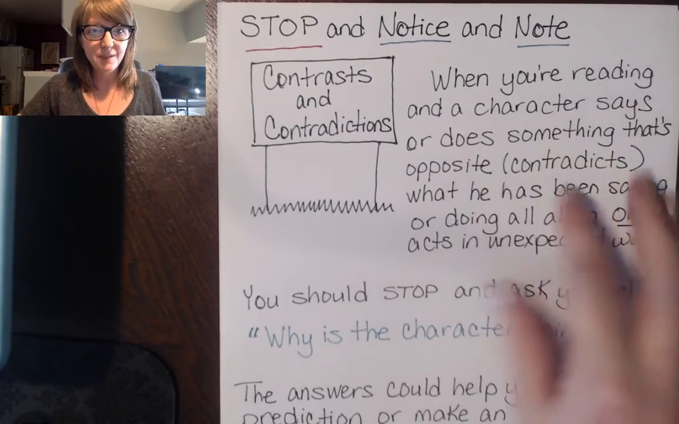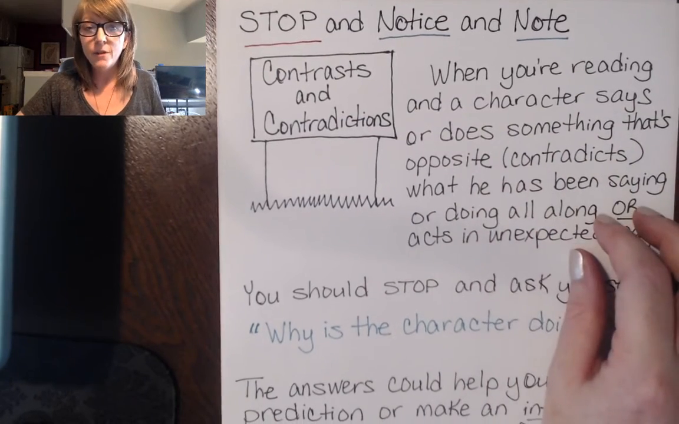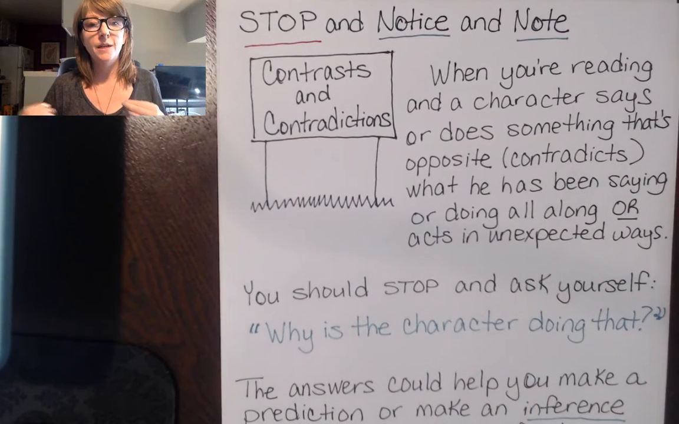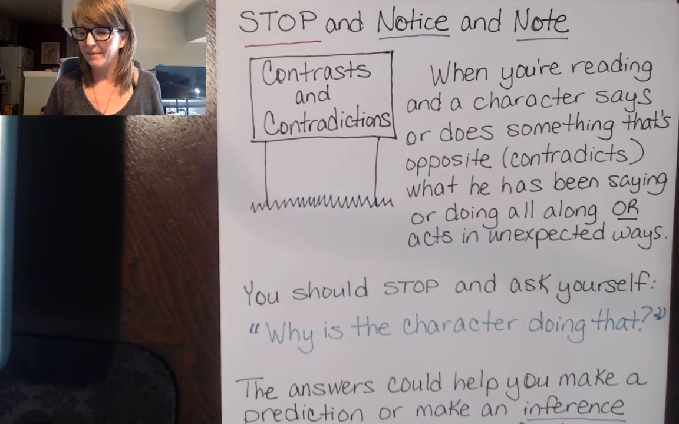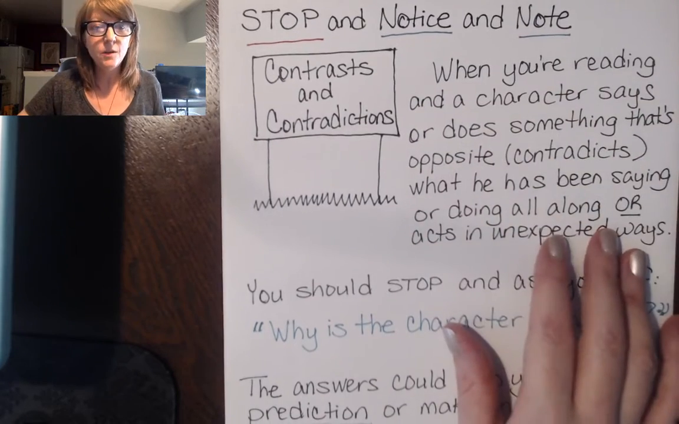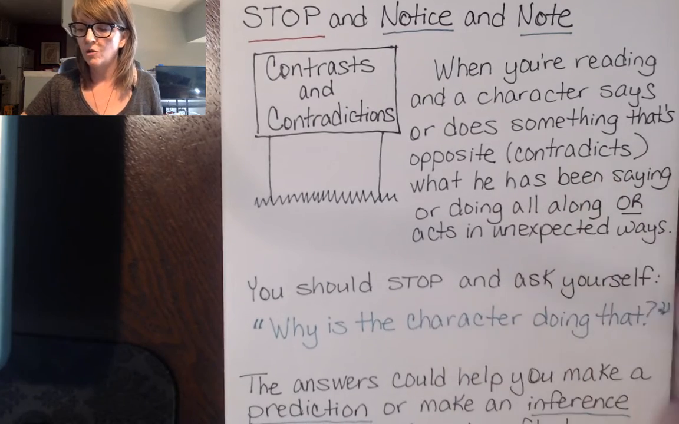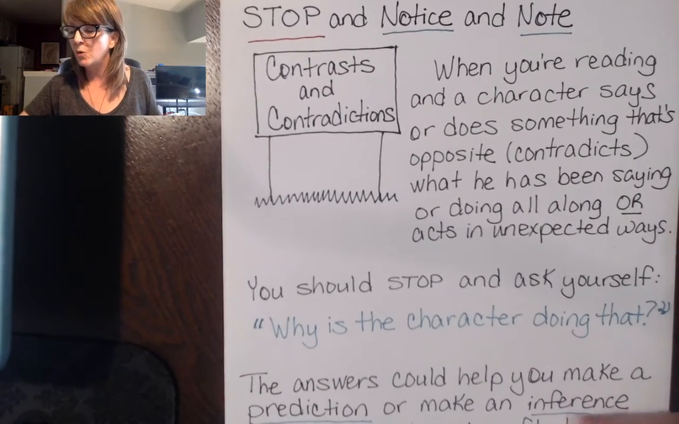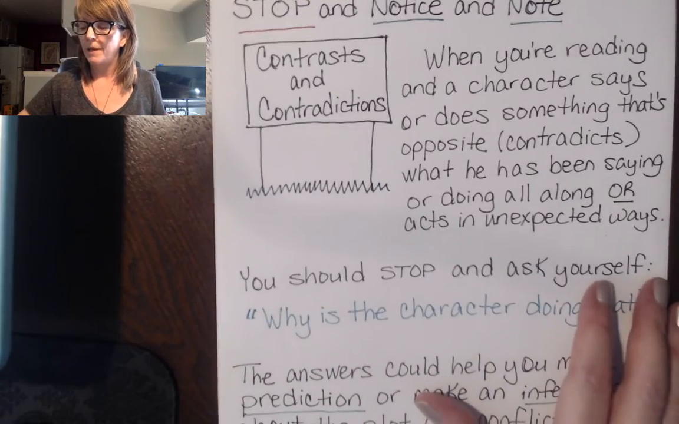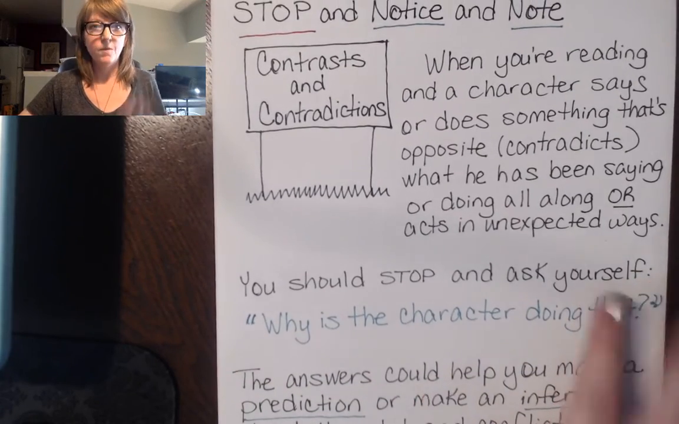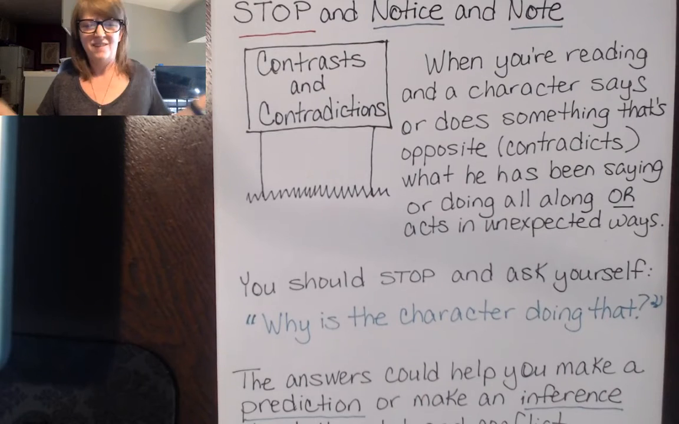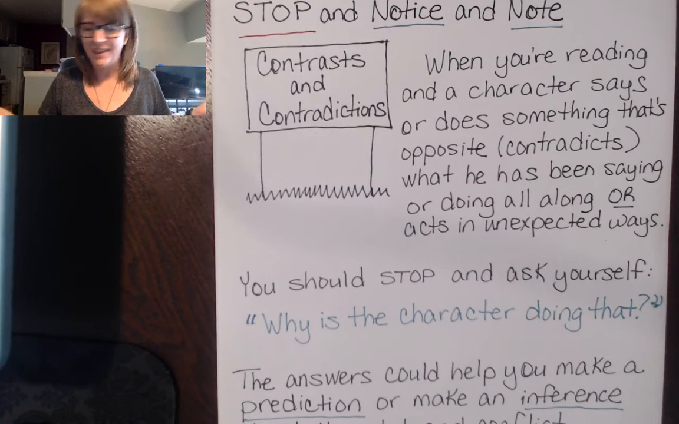So this happens in literature all the time. Characters change. They do unexpected things. And that's not by accident. That is by design. So when you're reading and you come across something like this, when the character says or does something that contradicts what he has been doing all along, or doing something that is different than what you would expect a character to do, then you should stop and ask yourself this question, right? All you have to do is ask one question. Why is the character doing that?